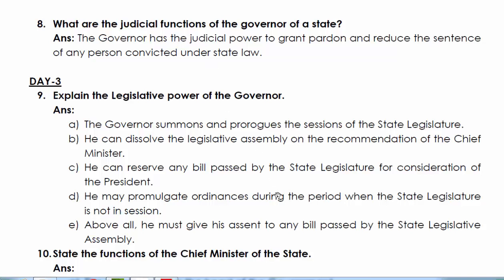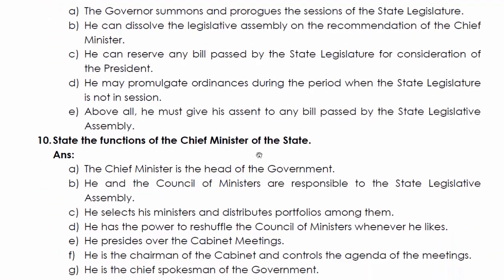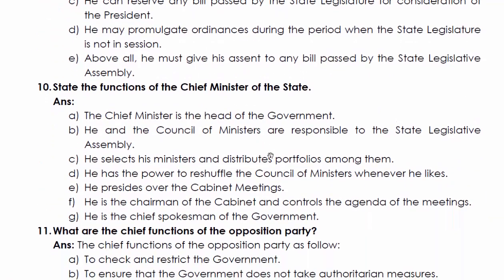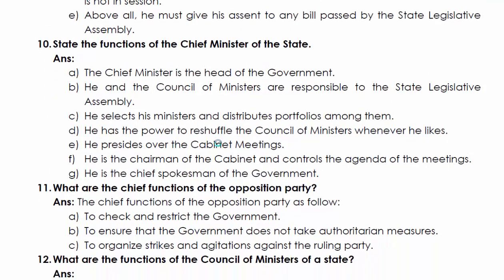Let's go to the next question. State the functions of the chief minister of a state. Okay. The chief minister is the head of the government. He and the council of ministers are responsible to the state legislative assembly. He selects his ministers and distributes portfolios among them. Portfolios, you know, portfolios means works.